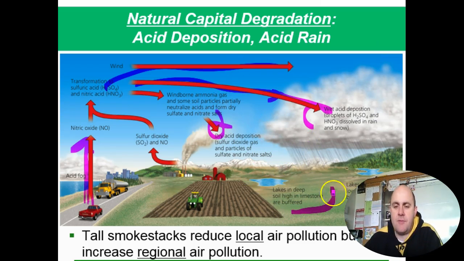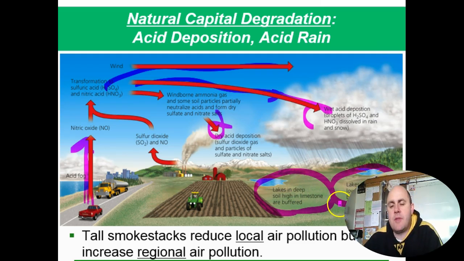And the effects vary. If you have deep lakes that are in limestone-rich areas, then those lakes are buffered and they don't usually suffer from pH problems because the limestone reacts with the acid and breaks it down. If you're in a shallow lake that isn't exposed to limestone, then we can have real severe problems with acid rain. You can kill the lake. So it varies depending on the situation.